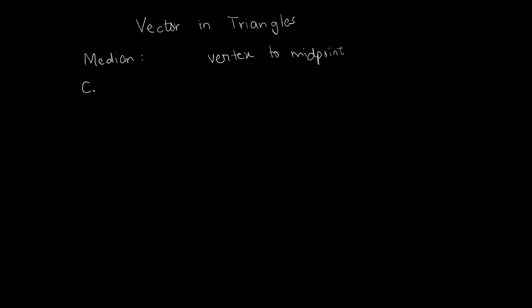Vectors in triangles. A median is a vector from a vertex to the midpoint, and the centroid is the point where the medians intersect, which is equal to the average of the 3 vertices.